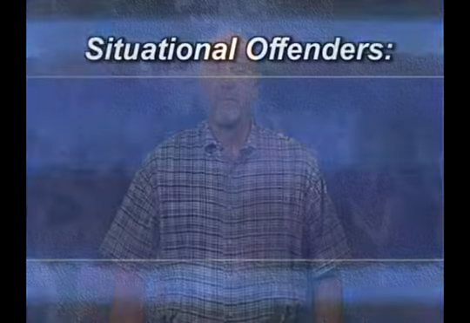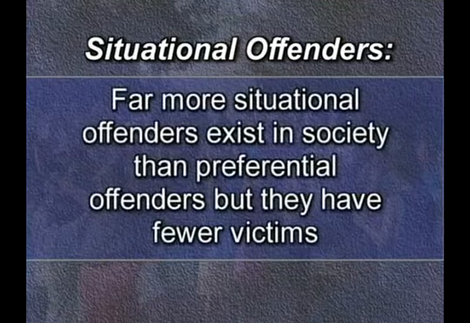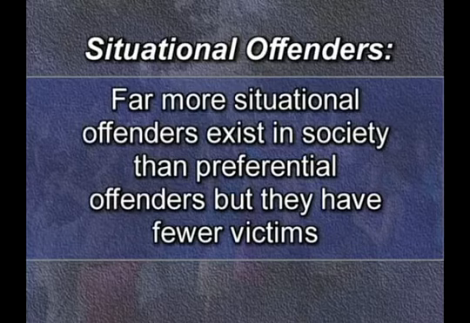The best way to stop this kind of offender is to develop an environment that puts the offender at risk, not the child. A thorough screening program, proper supervision, and accountability will discourage this type of offender. Situational offenders: far more situational offenders exist in society than preferential offenders, but they have fewer victims.